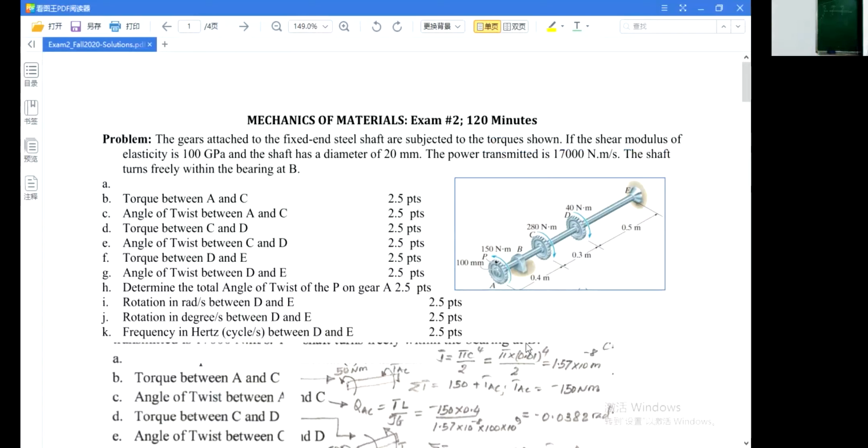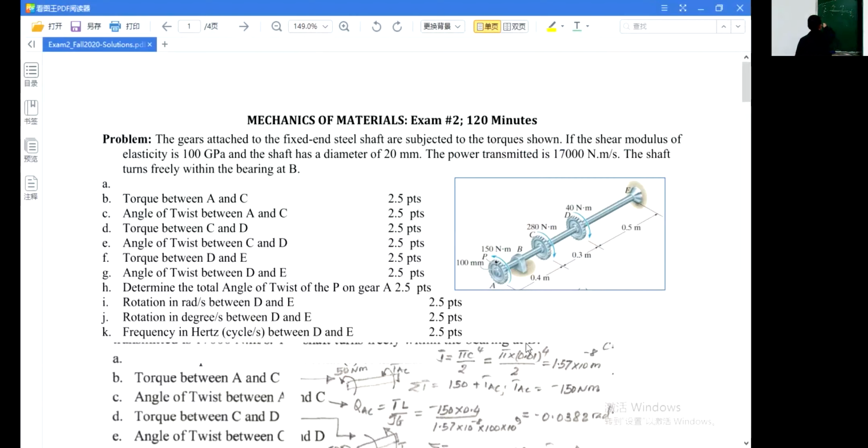The torque for AC, CD. We have to find the torque in section DE, because the shaft is balanced. Suppose it is T, yes or not?